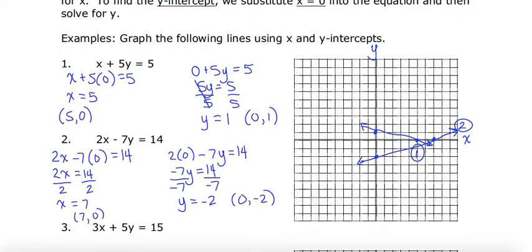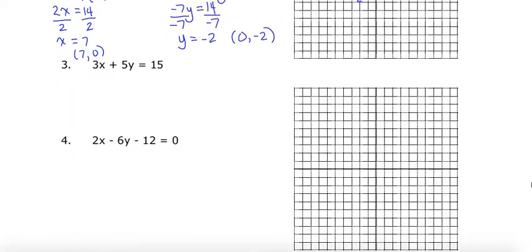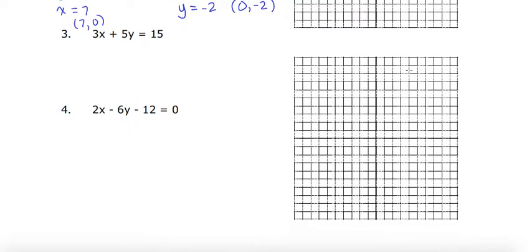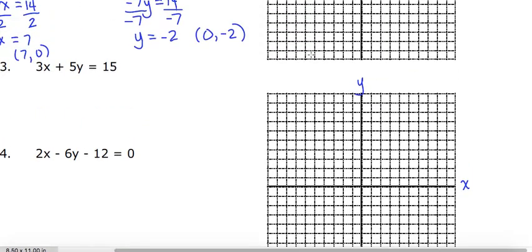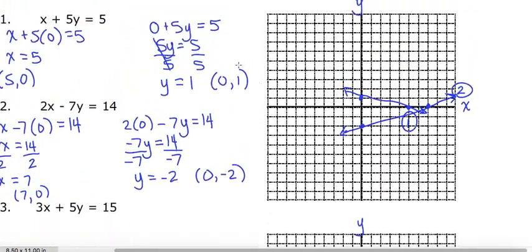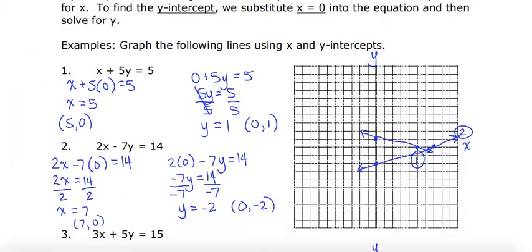Let's go through 2 more examples. So we're going to use this grid right here. This is our y-axis, the vertical, and our horizontal is the x-axis. My apologies for the technical difficulties. All right, here we go.